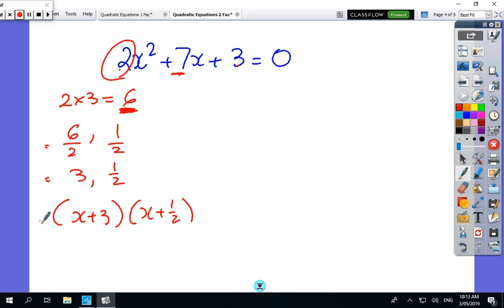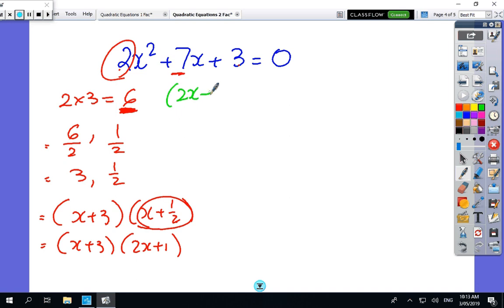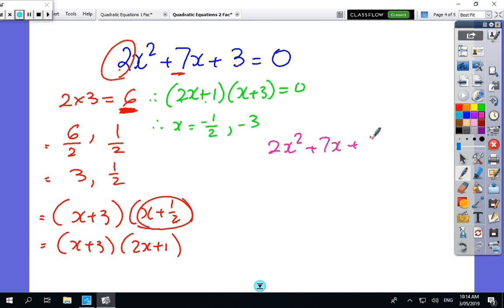And then the technique, if you have whole numbers, there's no change. And if you have fractions, you've got to get rid of the fractions, so you just need to double. So that becomes 2x plus 1. And so the brackets would be 2x plus 1, bracket x plus 3 equals 0. And so for this one, plus 1 becomes minus 1, divide by 2, plus 3 becomes minus 3, and that's the answer.